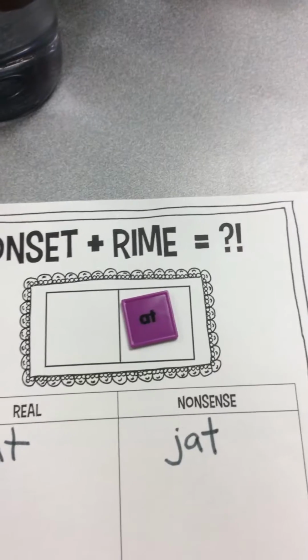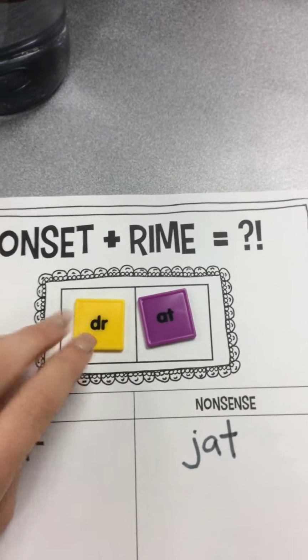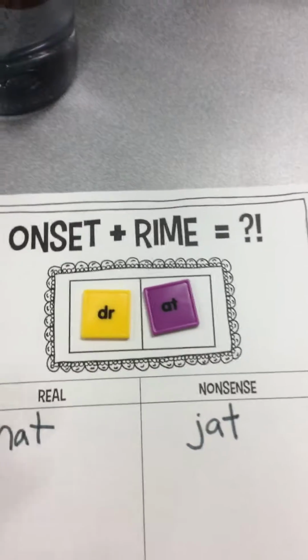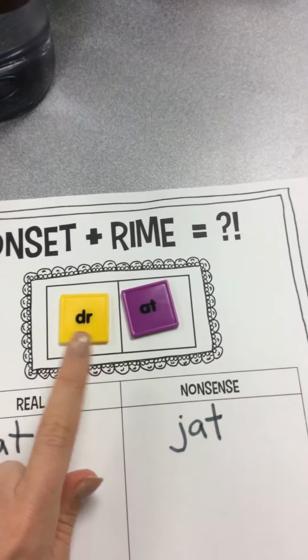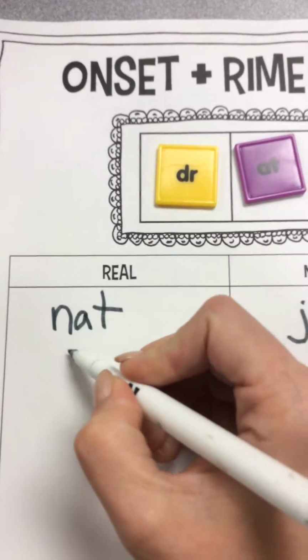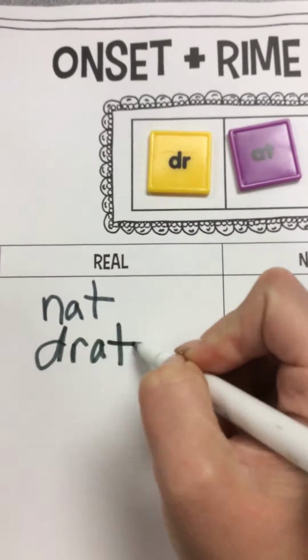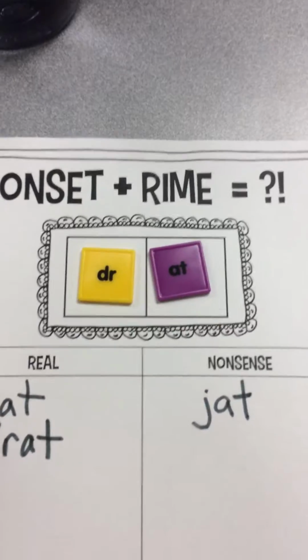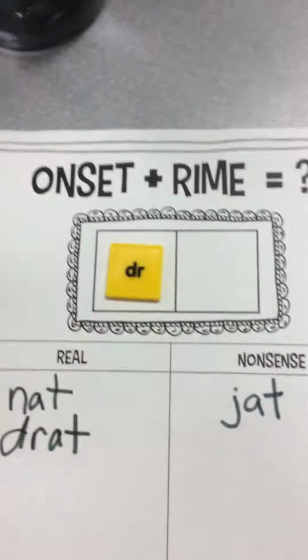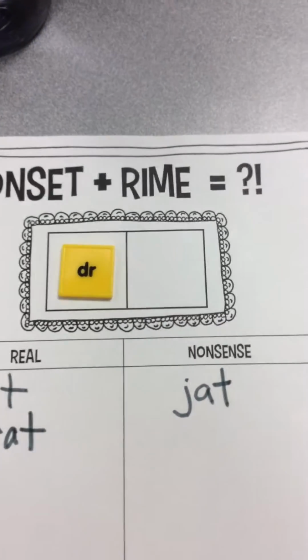If you've already used some of the beginning sounds, you can try some that have two letters. Those are blends. D, r, at, drat. I've heard that word before too. I'm going to write it on the real side. When you feel like you've finished everything you can for the at family, change out the ending sound.